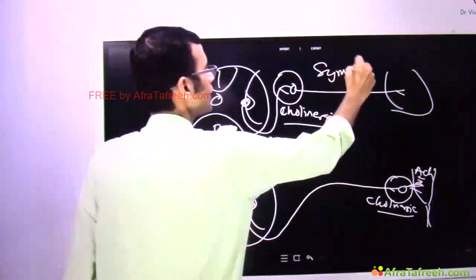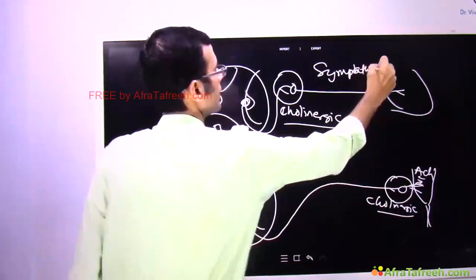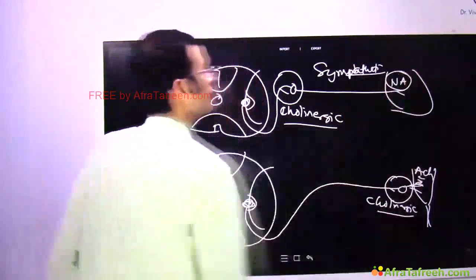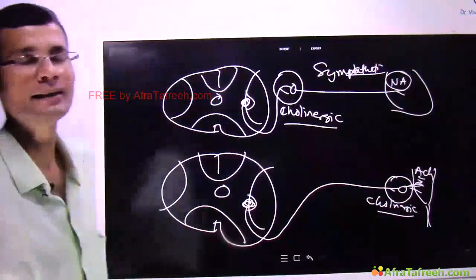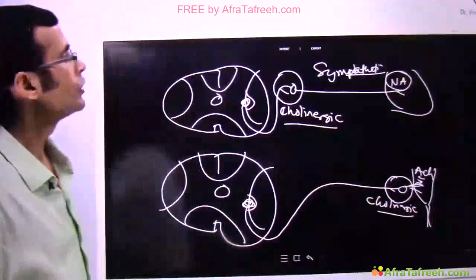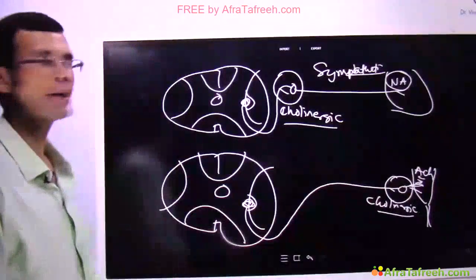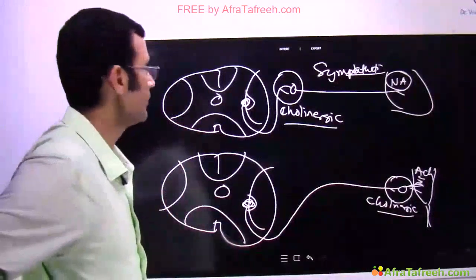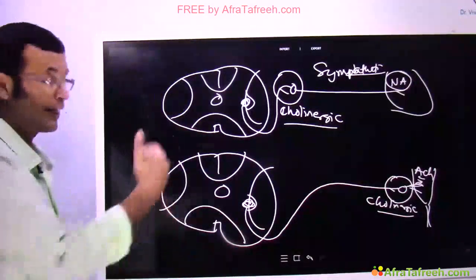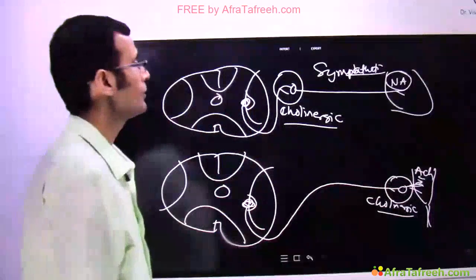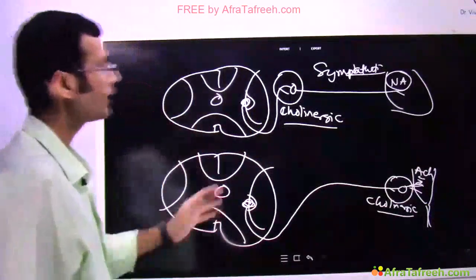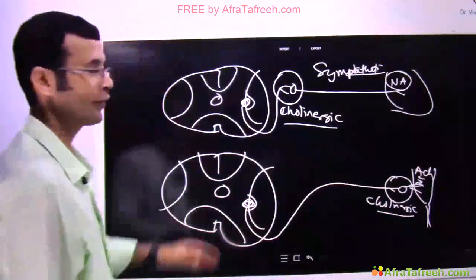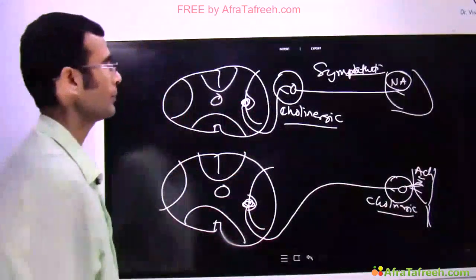The sympathetic postganglionic nerve is adrenergic. That is, it secretes noradrenaline at its nerve ending. So the final neurotransmitter released on the organ is noradrenaline. These are adrenergic or noradrenergic nerves, but ganglionic transmission is cholinergic for both sympathetic and parasympathetic.